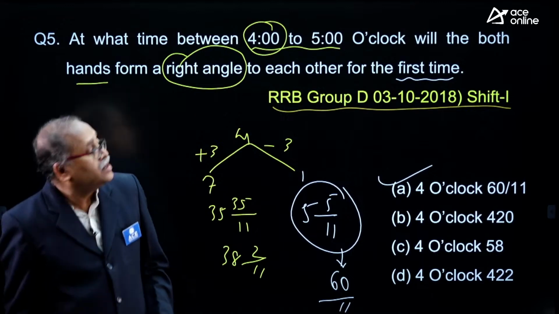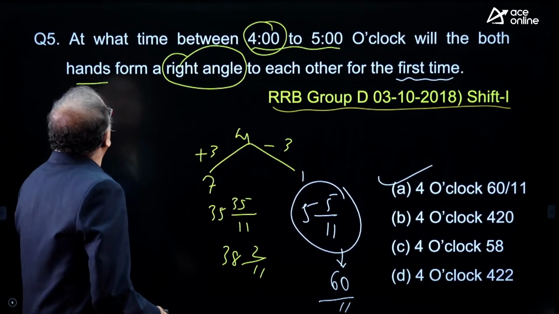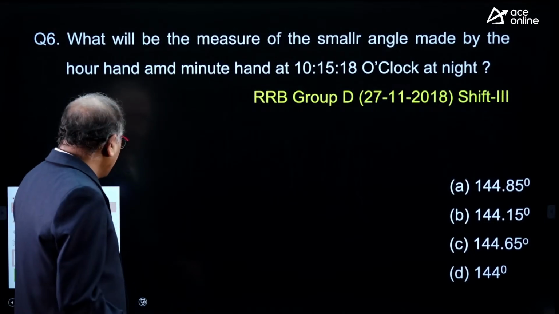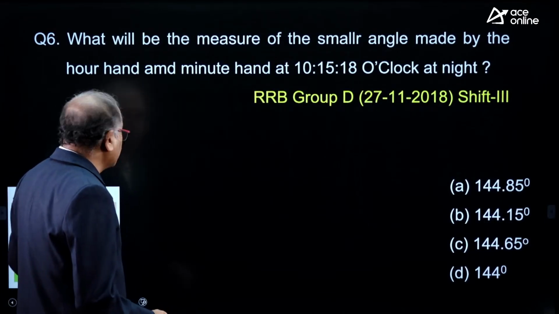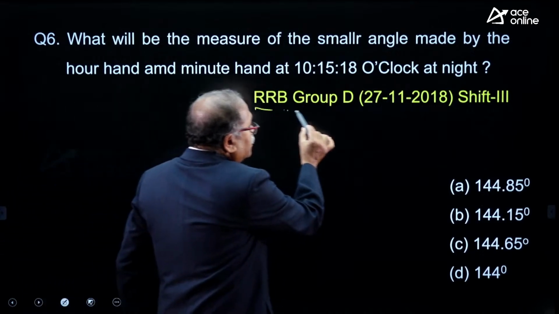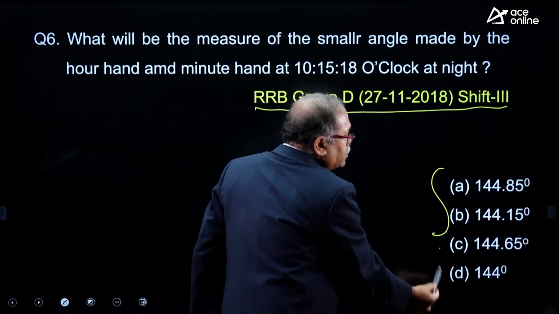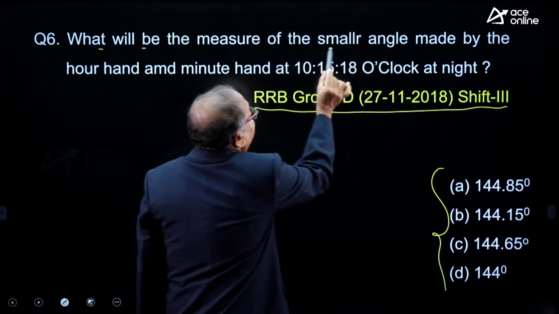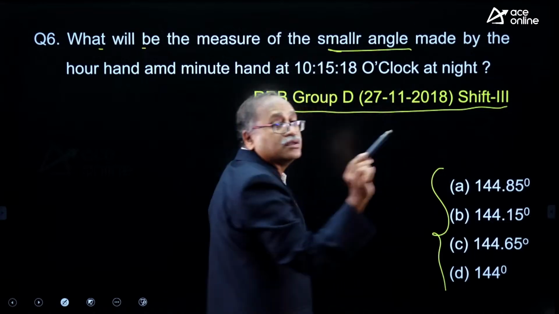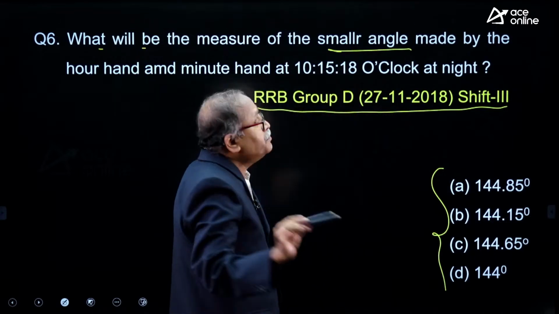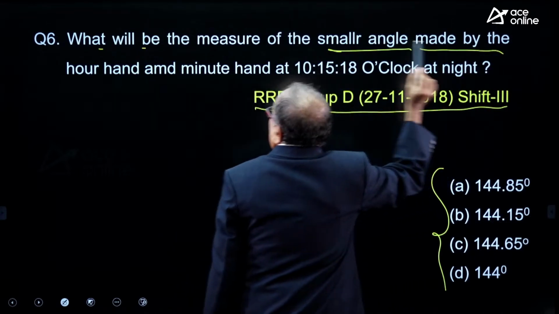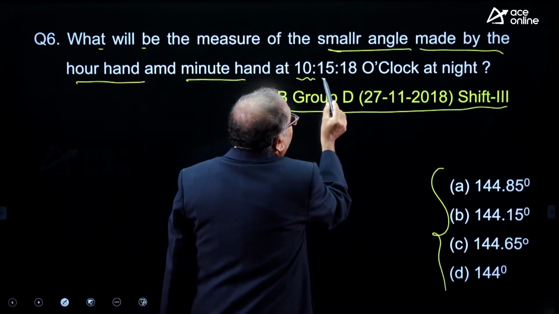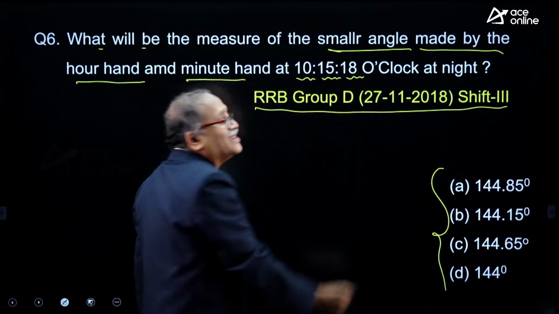Okay, let's move on to the next question. I am going to go for question number 6. And here, what is that question? Look at this one. I have taken the previous question from the books. What will be the measurement of the smaller angle? Of course, the spelling is wrong, so ignore it. Made by the hour hand and minute hand at 10:15 and 18 seconds.